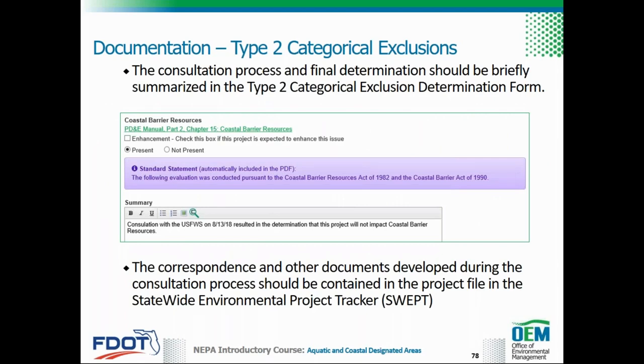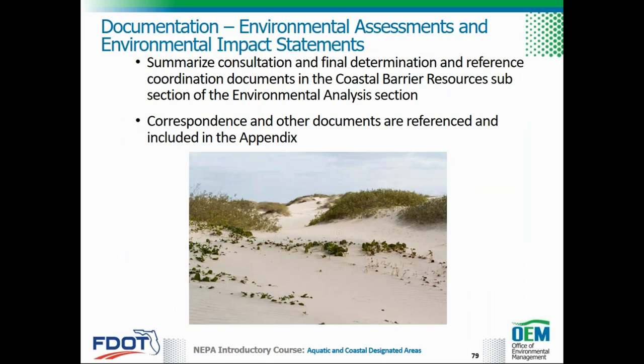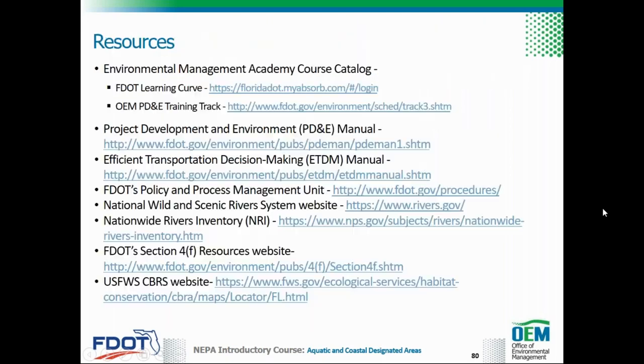The correspondence and other documents developed during the consultation process should be contained in the project file in the SWEP system. For EAs and EISs, summarize the consultation and final determination in the Coastal Barrier Resources subsection of the Environmental Analysis section. Correspondence and other documents are referenced and included in the appendix.